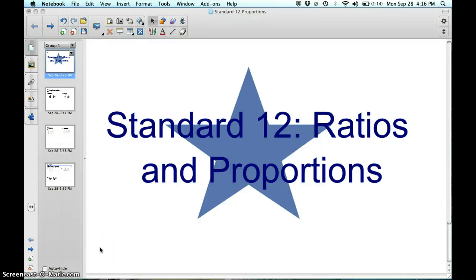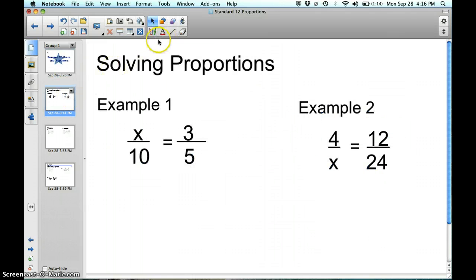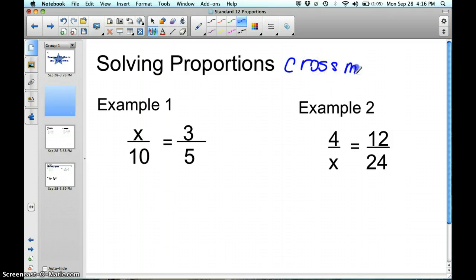Alright, this is standard number 12, ratios and proportions. In this standard we're going to be talking about solving proportions. When we solve proportions, we are going to be cross multiplying. If you want to make a note of that, we are cross multiplying.